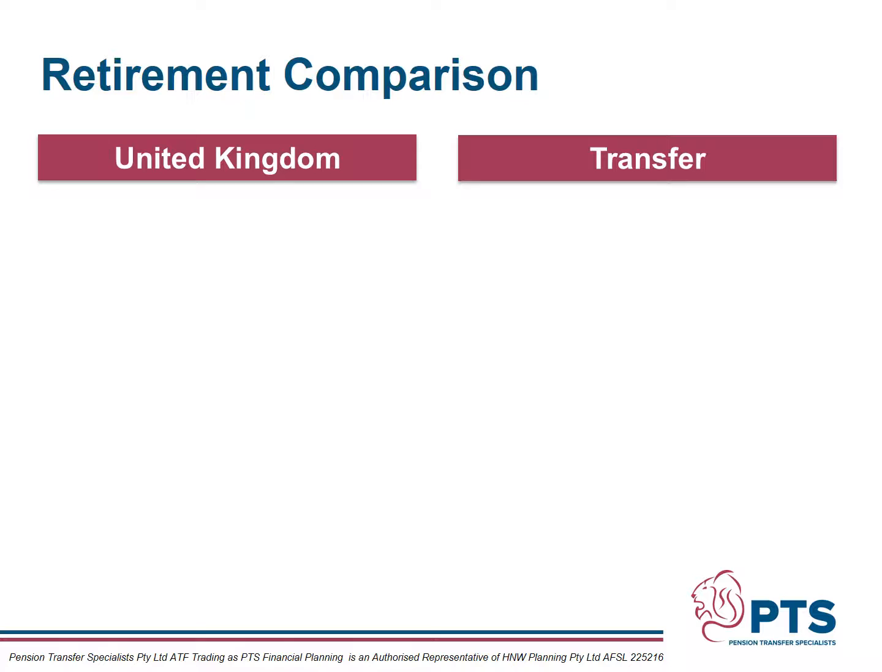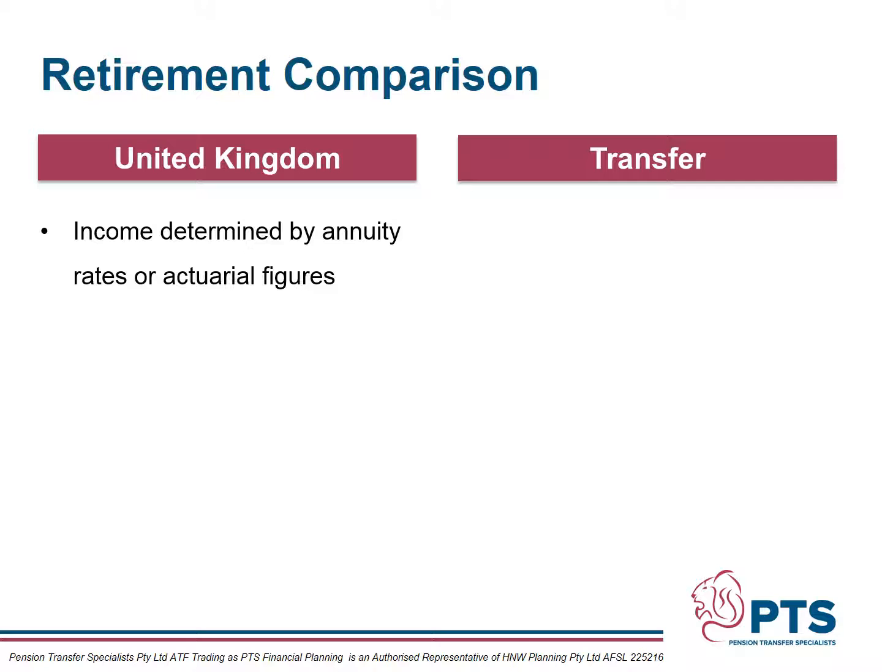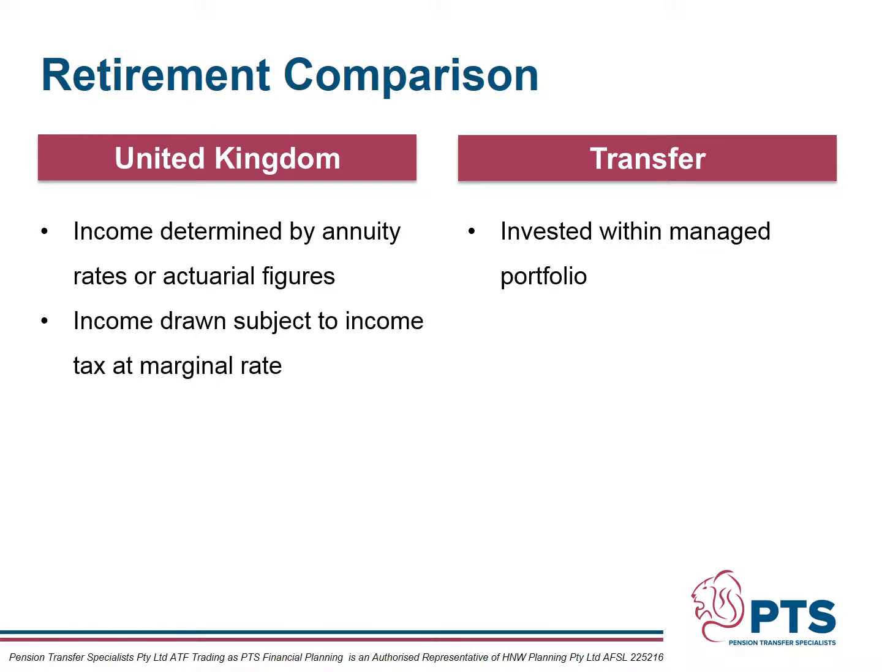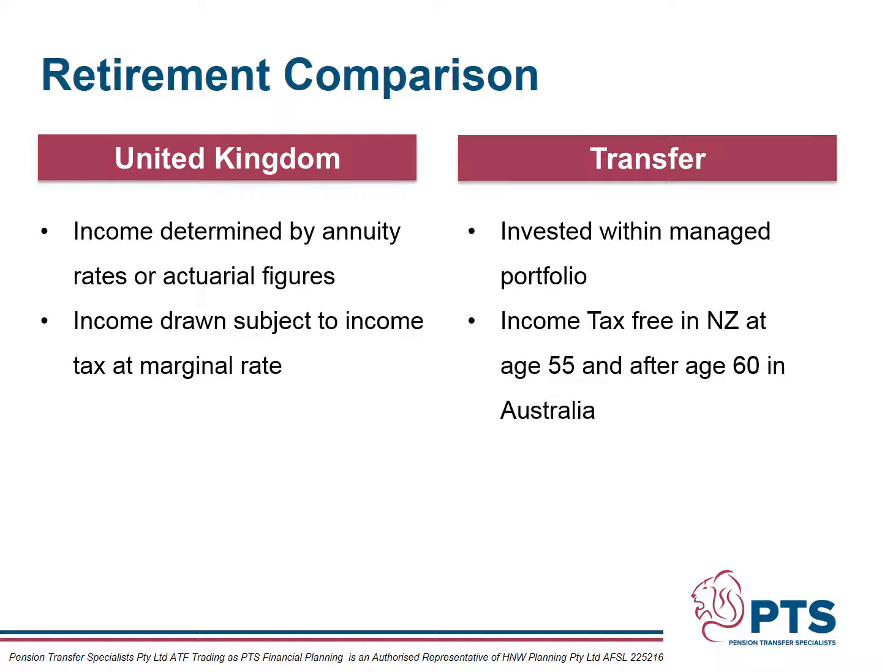What would happen if I left my funds in the UK against transferring? Any income from the UK is determined by annuity rates or actuarial figures. If I transfer my funds, they are invested within a managed portfolio. Any UK income drawn is subject to income tax at your marginal rates. Income received in New Zealand is tax-free at age 55, and tax-free after age 60 in Australia if conditions of release are met.